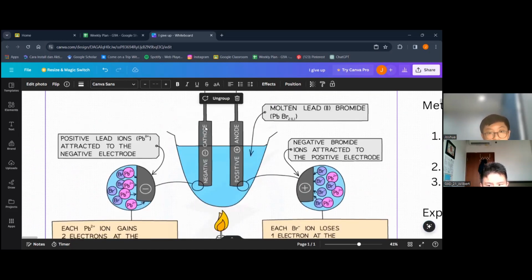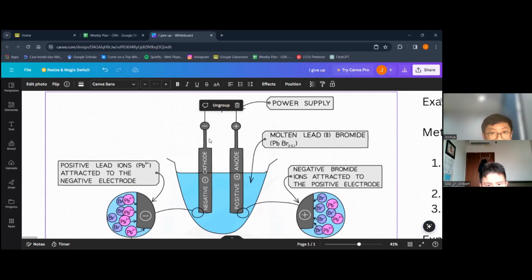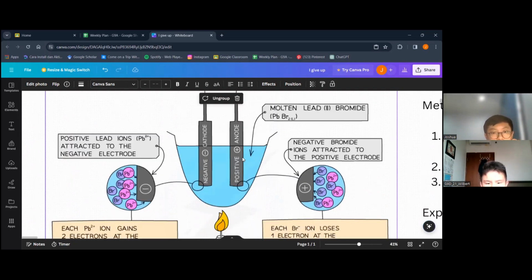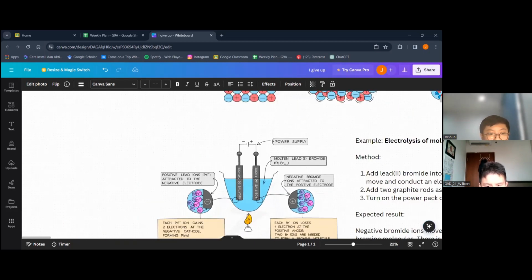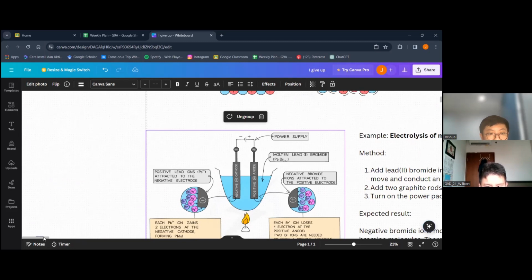Now, when it gets attracted to the cathode, the electrons will be pulled upwards to the other side of the circuit. So the metals will eventually get the electrons from the bromine because the bromine will lose their electrons. So their charges will be neutral and they will form into the original elements as singular. So at the cathode, you'll have solid lead, while at the anode, you'll have bromine, sorry.